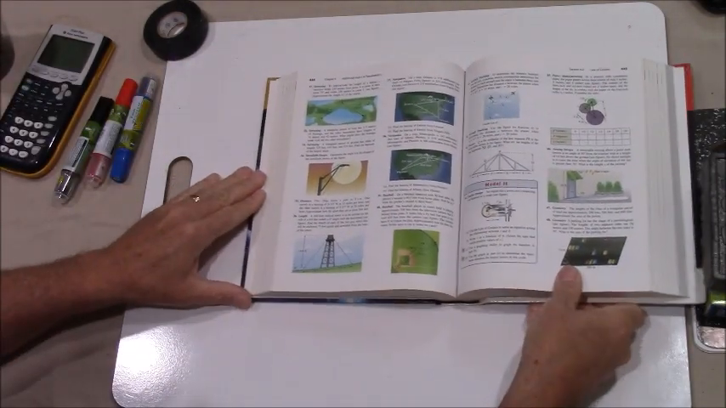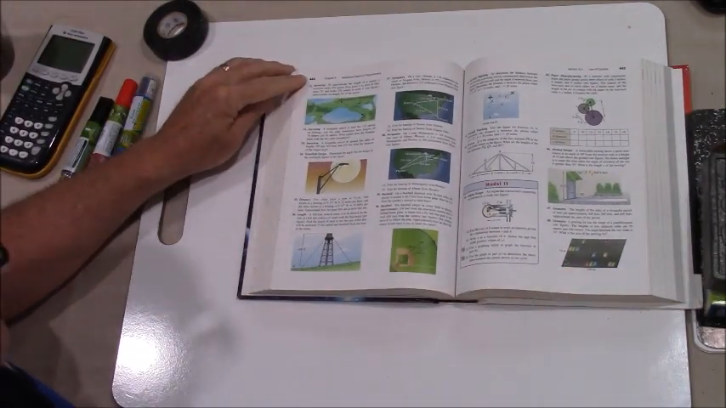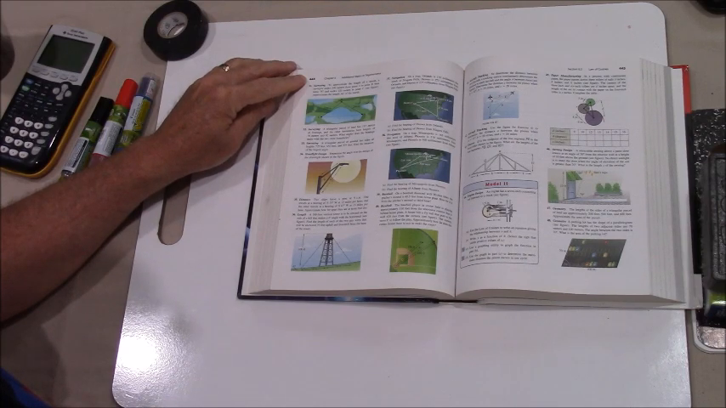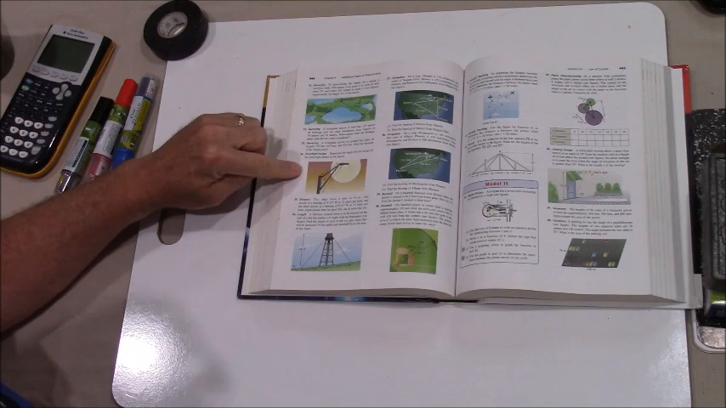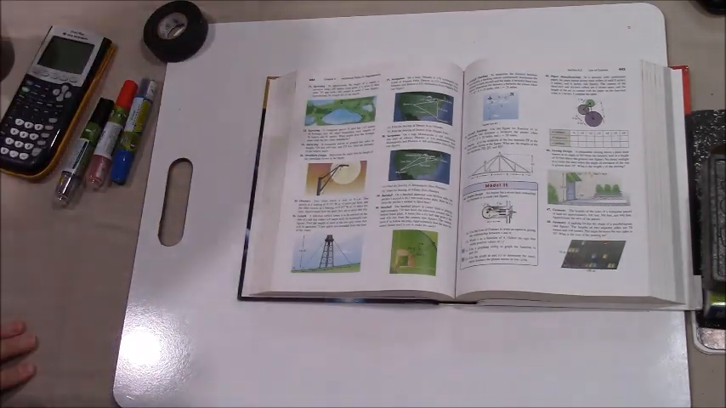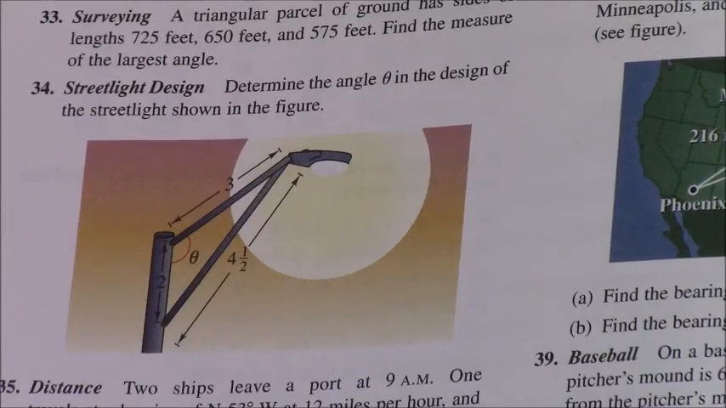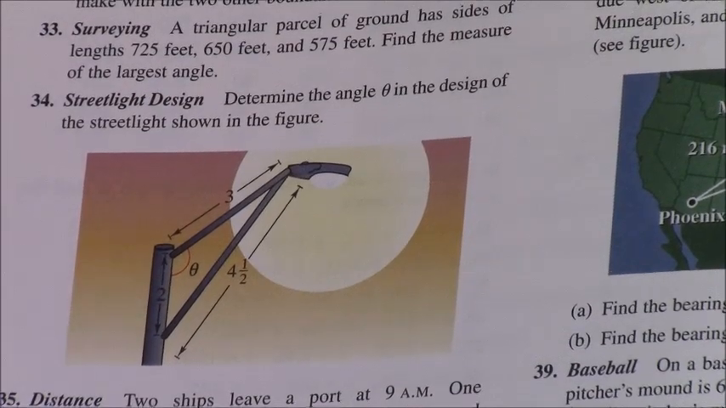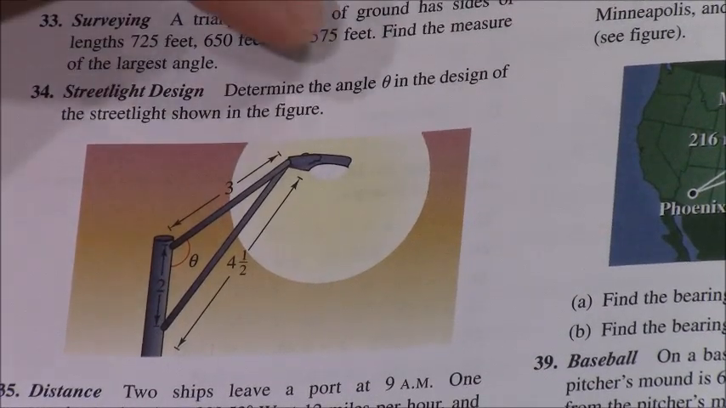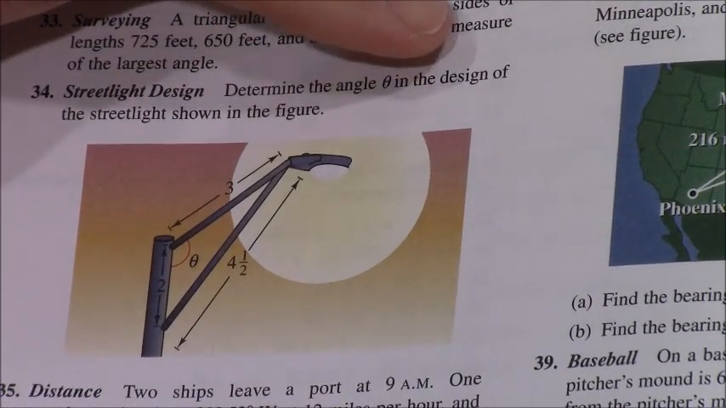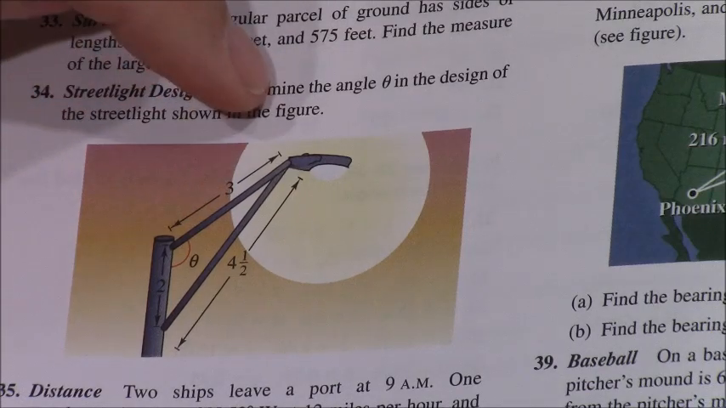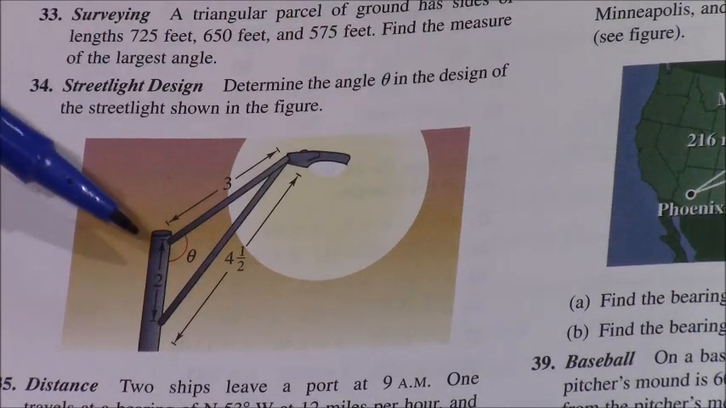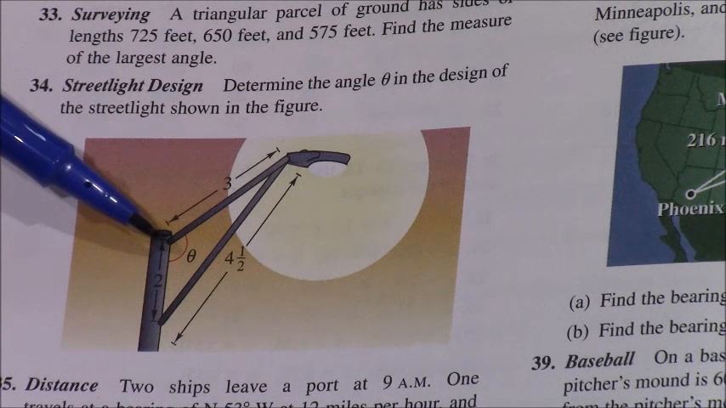Okay, so the first one we want to take a look at is on page 444, so if you wanted to grab your book and use that, you could certainly do it. We're going to take a look at number 34, so let me zoom in on that. The directions say to determine the angle theta in the design of the street light shown in the figure. So we're trying to find this angle right here.